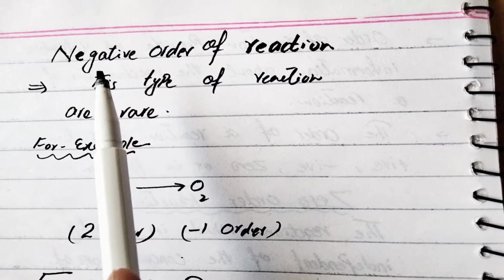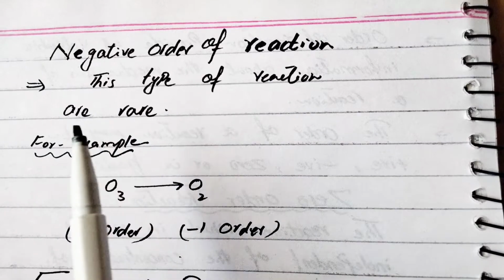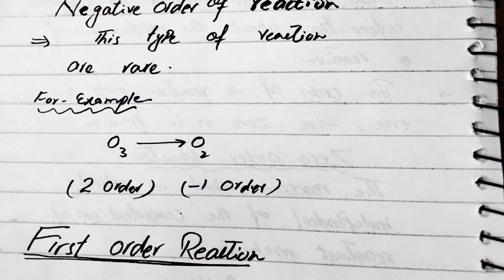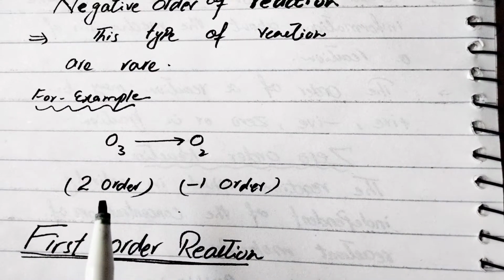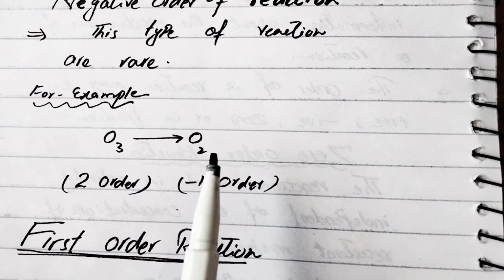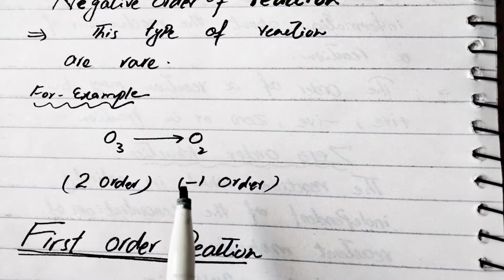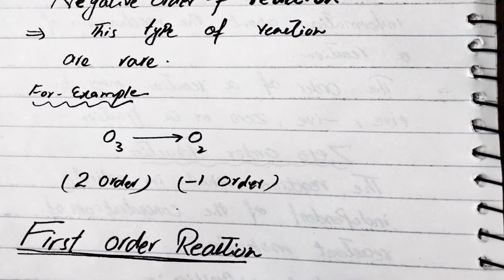Next type of order of reaction is negative order of reaction. This type of reaction is very rare. For example, conversion of O3 into O2. In the case of ozone, when it converts into oxygen, it will become -1 order of reaction. It is a negative order of reaction.